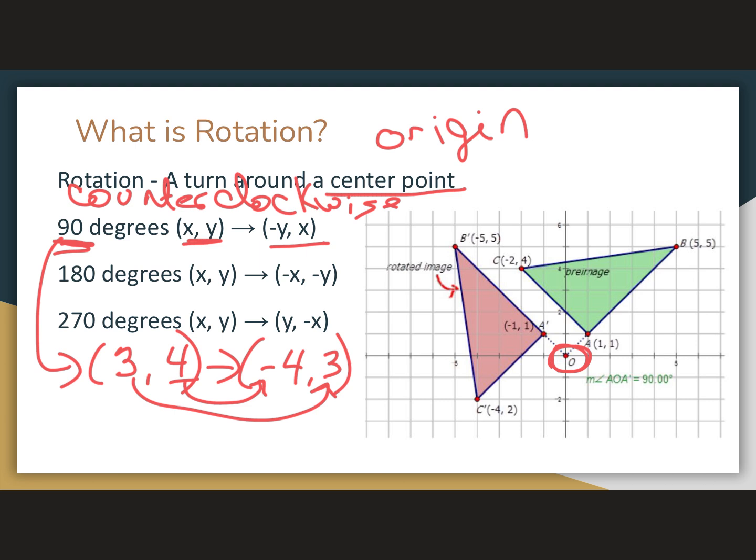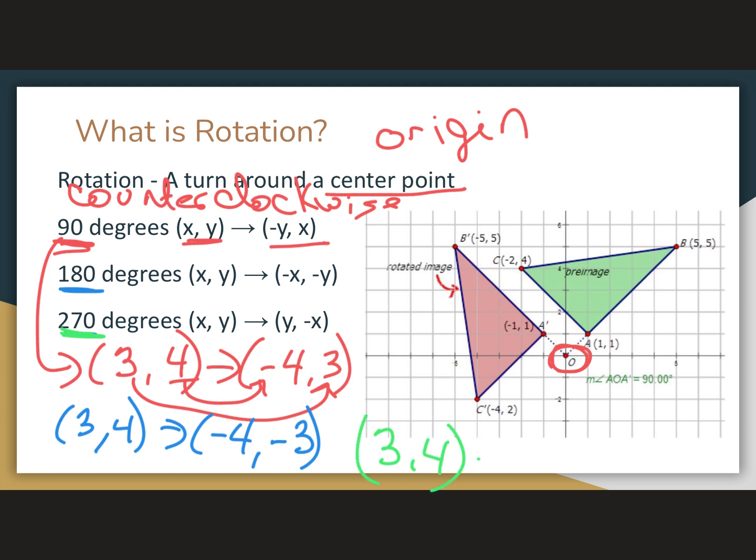Okay, so if I was doing this 180 degrees, a point value of (3, 4) would change to (-3, -4). And same thing with 270. So if it was 270 degrees, my (3, 4) would become (4, -3). Okay, so you just do exactly what it says in the mapping notation.